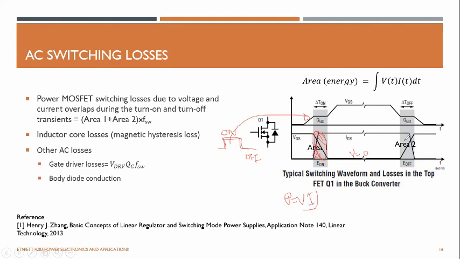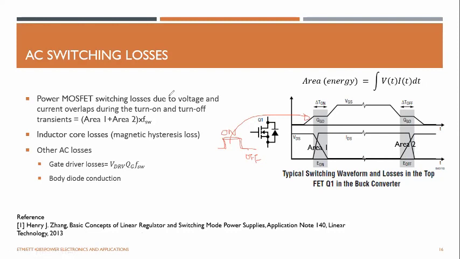But in this period and this period, there's an overlap between the current and voltage, because the MOSFET cannot suddenly change its current and its voltage. It gradually changes its current and gradually reduces its voltage. Due to this overlap, there's a power loss. To calculate this power loss, you calculate them separately: overlap area 1 and overlap area 2, and multiply by the switching frequency, which gives you the switching losses. Switching loss is a significant contributor in power converters.